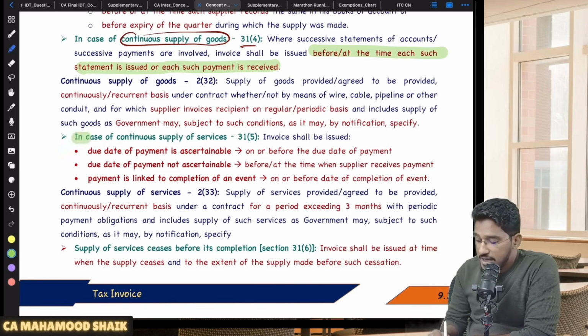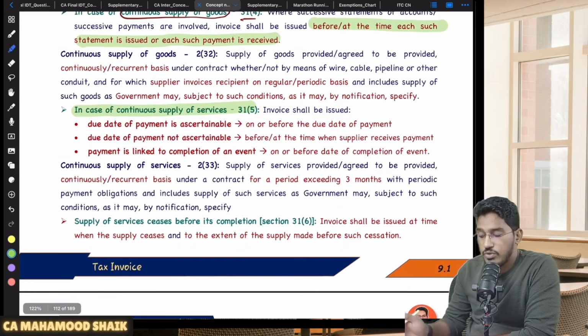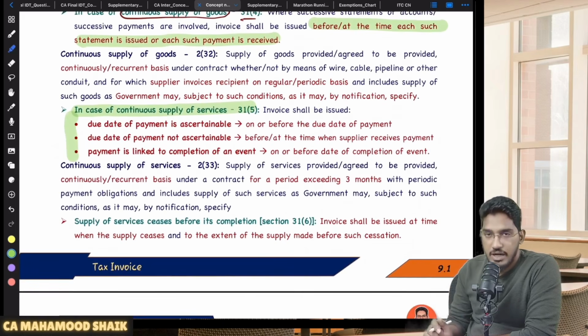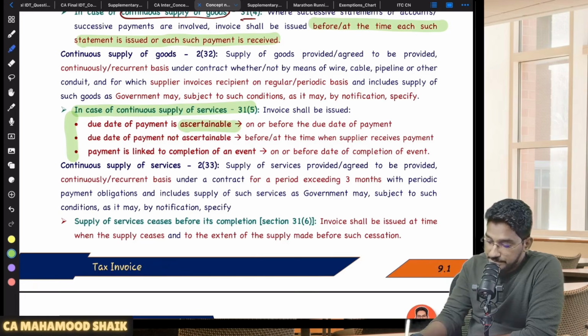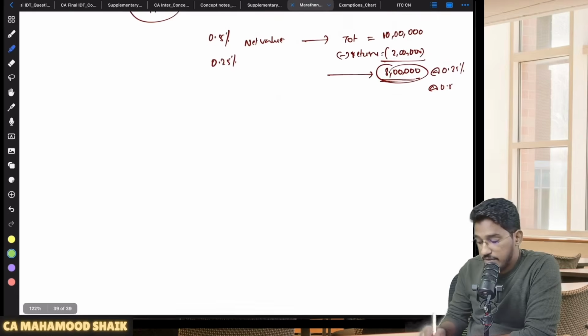Whereas in case of continuous supply of services, what is the time limit for issuance of invoice? Here they have told three things. In case of continuous supply of services, you have to check the contract. Is the due date ascertainable? In the contract, let us say, I will try to explain with the help of an example.